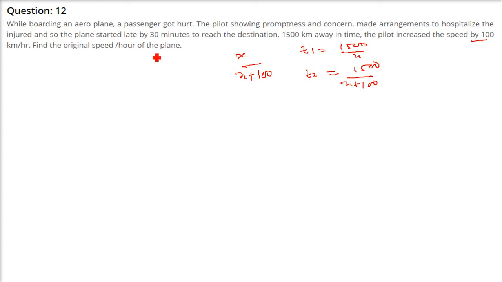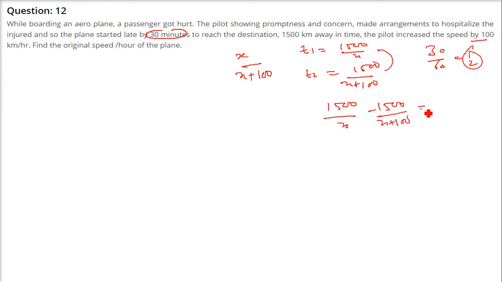And what is the difference of time? It is 30 minutes, and 30 by 60 is half an hour. So the difference of time is half. So 1500 by x minus 1500 by x plus 100 gives you half. I'm taking 1500 outside. This goes x plus 100 up, this goes here minus x, and this will be x square plus 100x equal to half.